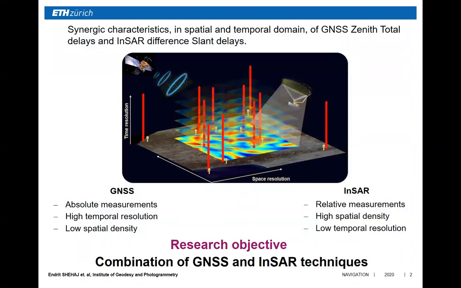Therefore, this is exactly the research objective of this work: to combine, or to exploit, these complementary characteristics in the spatial and temporal domain of GNSS and InSAR.